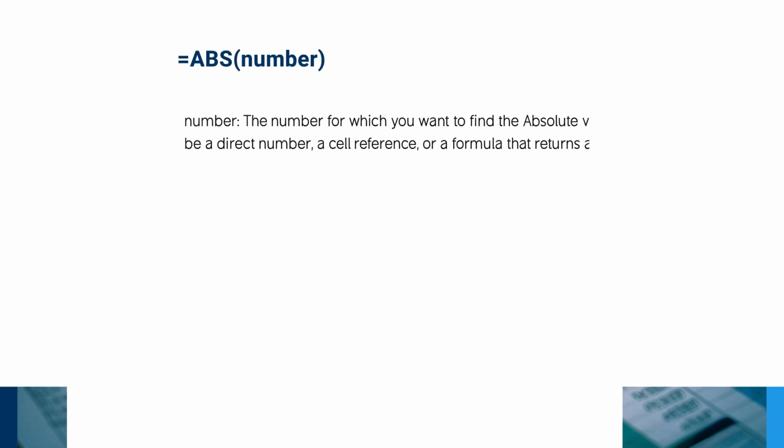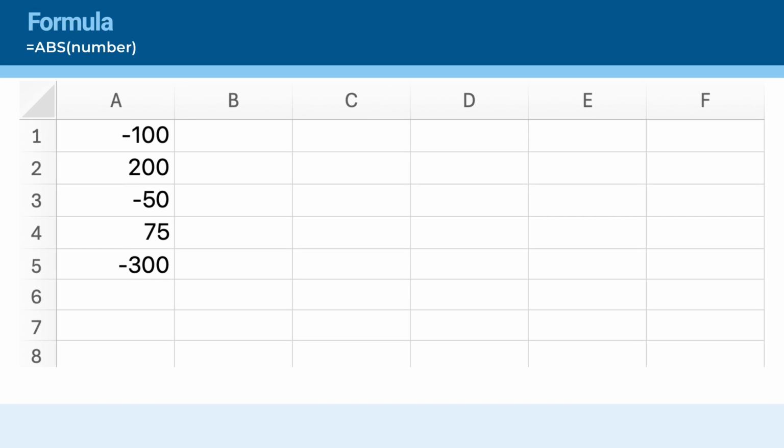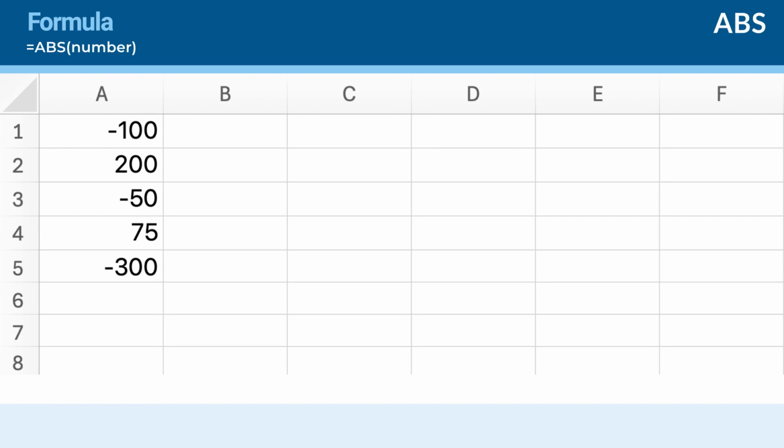Let's dive in. Here's what each part of the ABS function means. Number, the number for which you want to find the absolute value. This can be a direct number, a cell reference, or a formula that returns a number. Let's start by setting up our data. Imagine you have a list of gains and losses in column A, and you want to find the absolute value of each entry to analyze the total impact regardless of whether it's a gain or a loss.